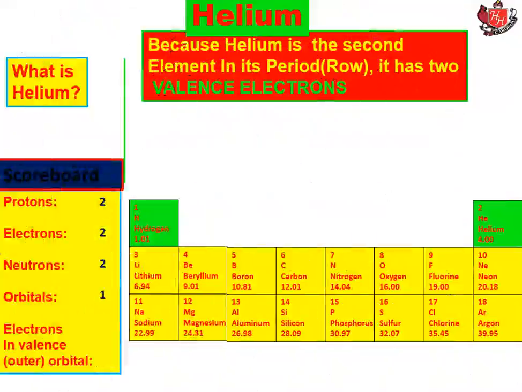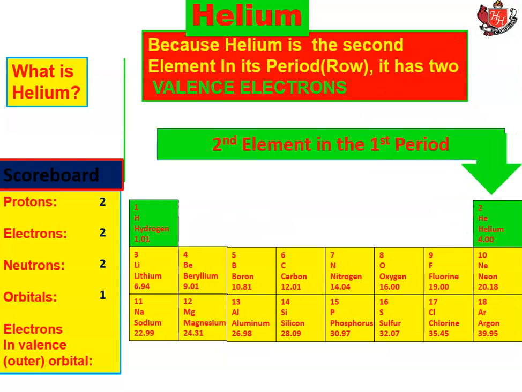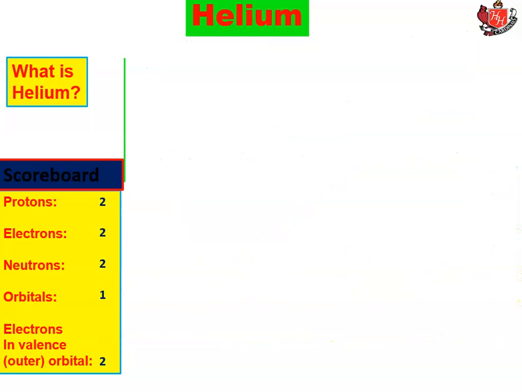Finally, we want to know how many electrons are in the valence or outer orbital. So we see that it's the second element in the first period. Don't worry about all those elements down below. They're not in the first period. They're in the second, third, fourth. But helium is the second element over in its row or period, and therefore it has 2 valence electrons. So we can fill in that. The electrons in the valence or outer orbital is 2, and we've completed our scoreboard.